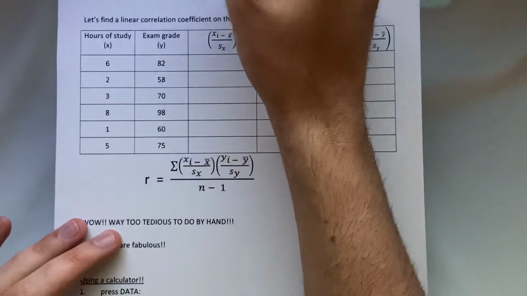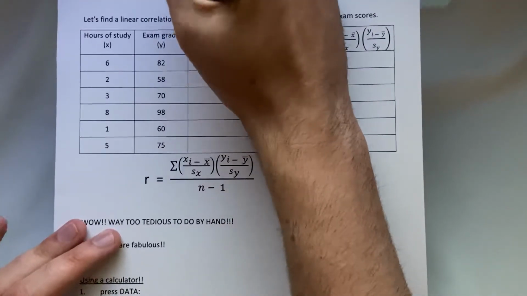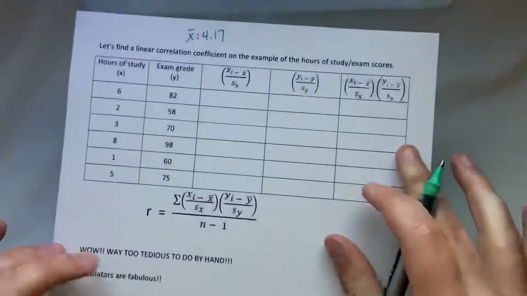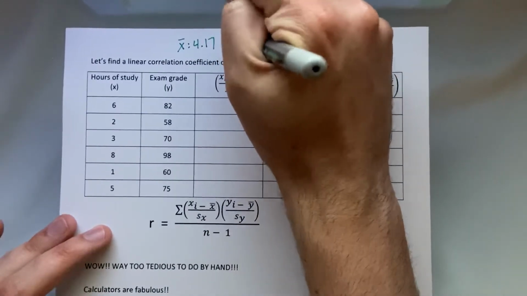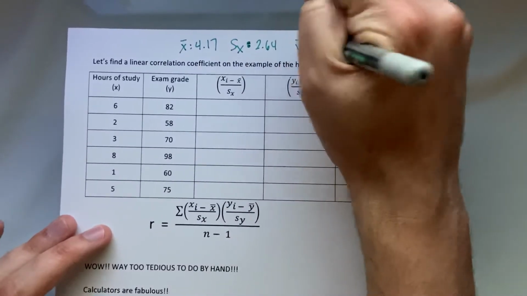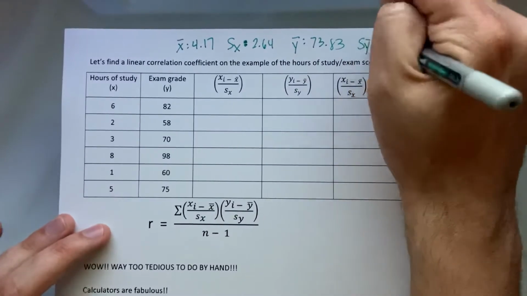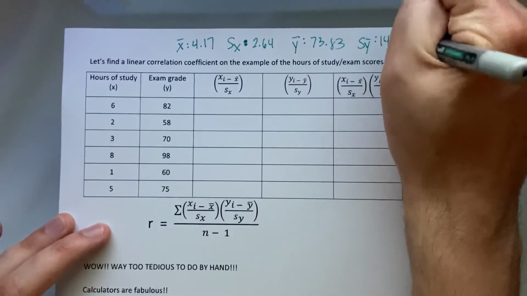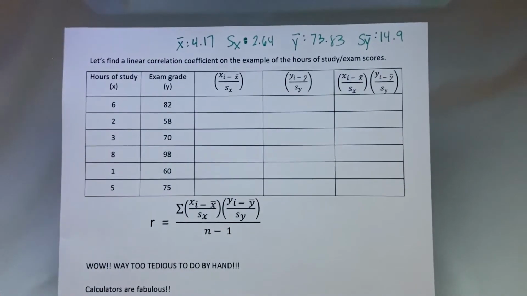You can put the lists in your calculator to get them, but I'll tell you that X bar is 4.17. The sample standard deviation of X is 2.64. Y bar is 73.83. The sample standard deviation of Y is 14.9. So that means we need to calculate all of these.